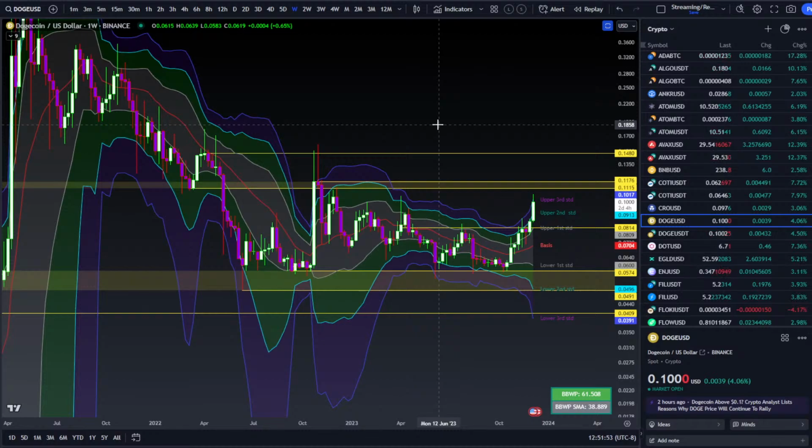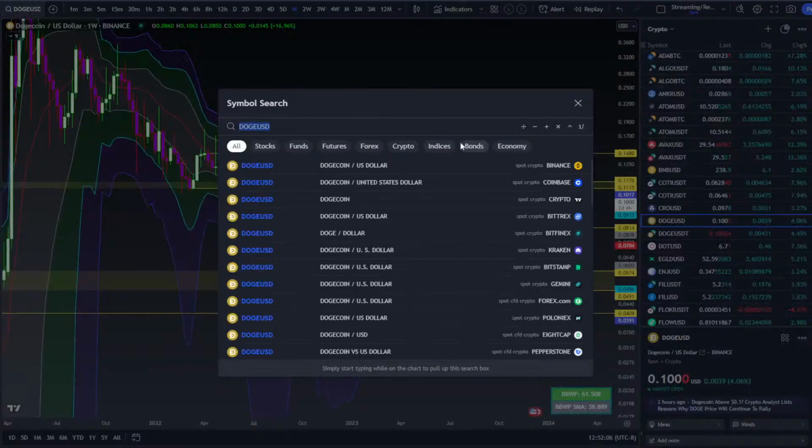Just one step at a time. For this move to be sustained, though, you want to see it remaining above about 8 cents on a close for the weekly. So that's my Doge take right there.